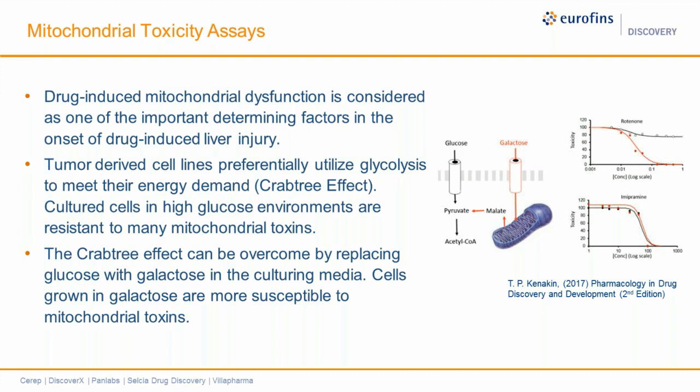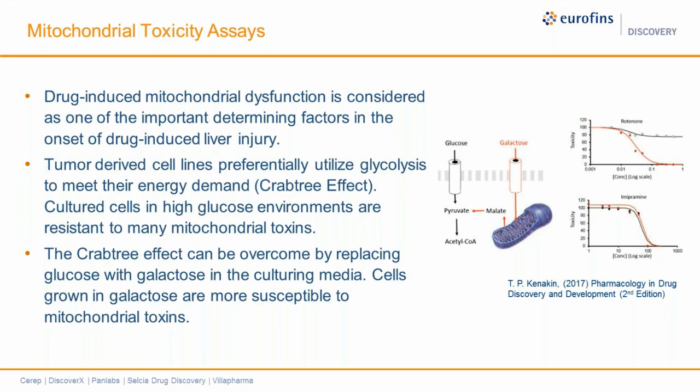Mitochondrial toxicity can be assessed by a set of cell viability assays in which hepatic cells are cultured in medium containing either glucose or galactose. When tumor-derived cells, such as hepatic cells, are cultured in medium rich in glucose, they generate energy by glycolysis, which bypasses the mitochondria. It is the so-called Crabtree effect. They are resistant to many mitochondrial toxins.